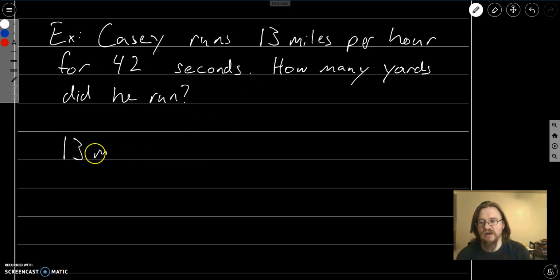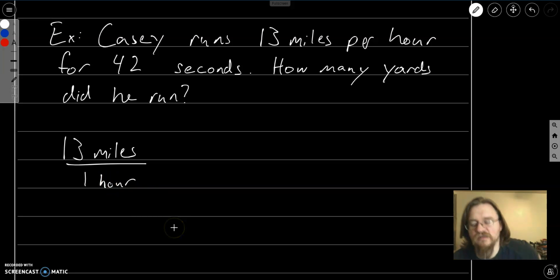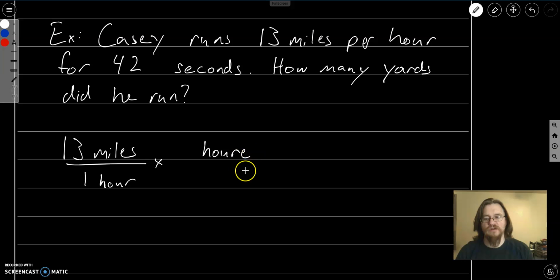So it's going to be 13 miles per hour. So again, per means divide, and we're going to divide by hours here. So if I want to find out how many miles I run, I'm going to need to multiply by how many hours I've run. And then that means that I get to cancel out my hours, and I'll be left with how many miles I run. But the thing is, I don't know how many hours I've run. I only know how many seconds I run.